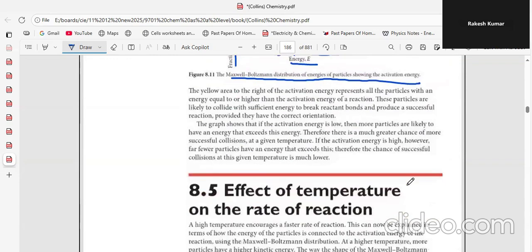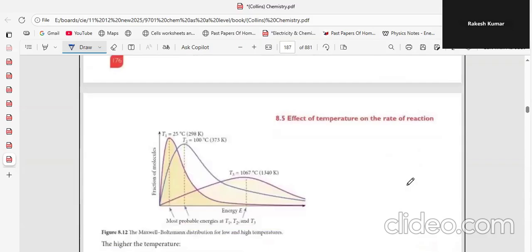So what happens is if you increase the temperature, the curve shifts. What does it mean that the curve shifts? It means that if this is the distribution of energy at 25 degrees, this curve is 100 degrees and this curve is 106. So as you are raising the temperature, the curve flattens and shifts to the right. This is if you increase the temperature.